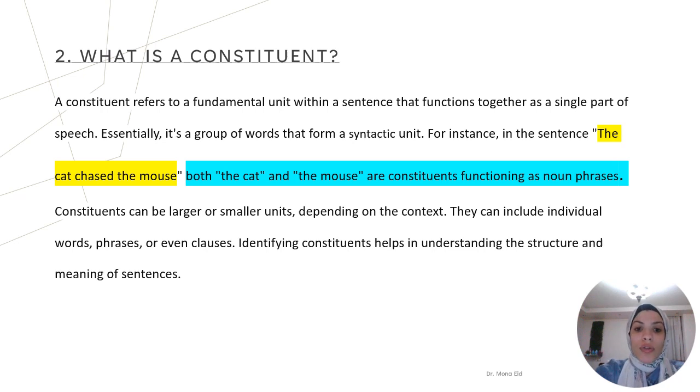Constituents can be larger or smaller units depending on the context. Of course, depending on the sentence itself. They can include individual words, phrases, or even clauses. Identifying constituents helps in understanding the structure and the meaning of sentences.